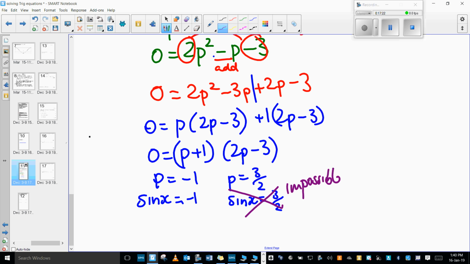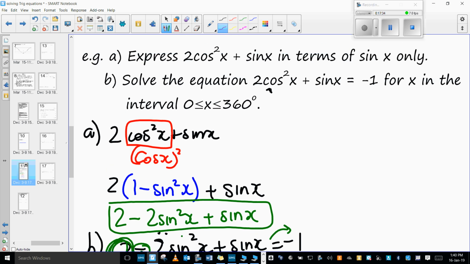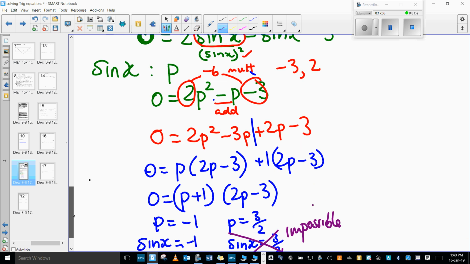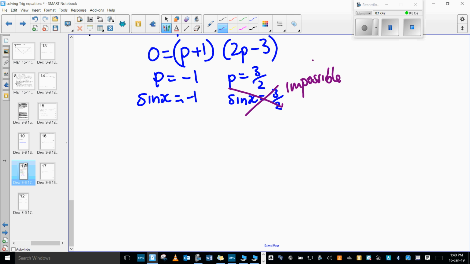Okay? And all we need to do is to give the values when sine x is equal to negative 1. Now, we have to go back to the original question and check which interval they're looking at. They're looking at between 0 and 360. So when we've been solving any of these trig equations, remember we sketch our function.